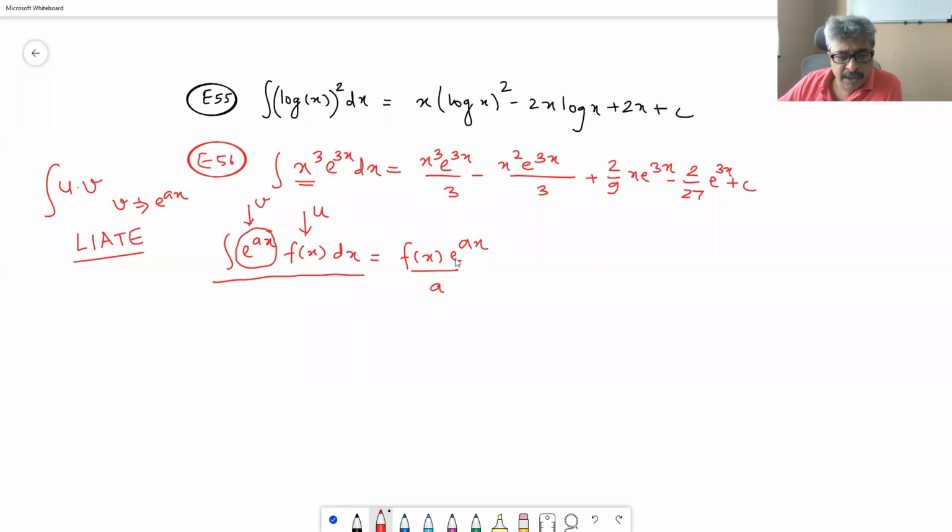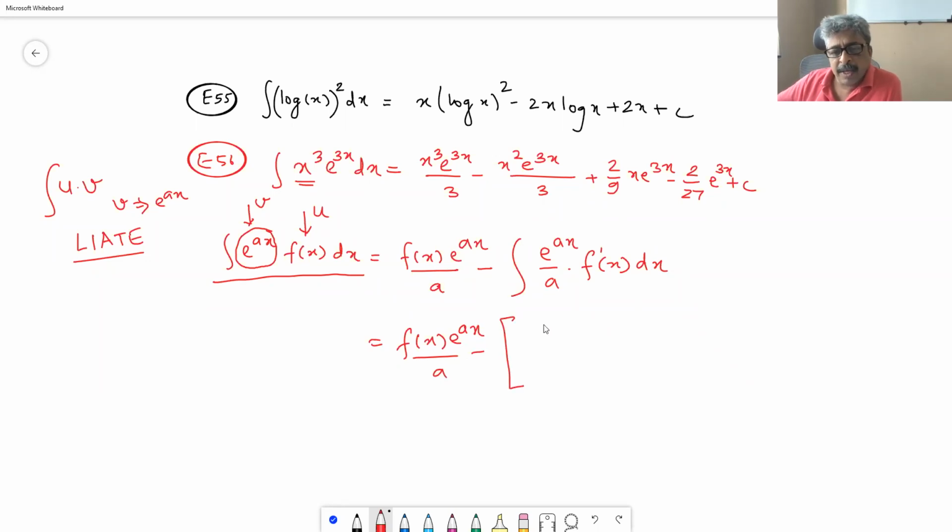Integral of e raised to ax is e raised to ax upon a. That is the first term, minus integral of v into derivative of u dx. Now the first term will continue as it is, f of x e raised to ax upon a minus. Now apply integration by parts once again. Maybe you take out a common, and then it is e raised to ax upon a into f dash of x.